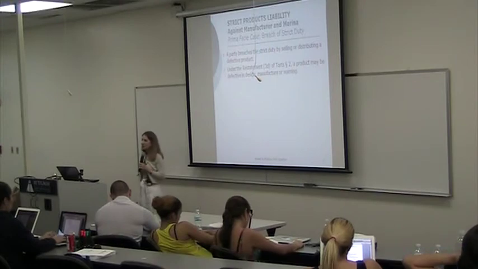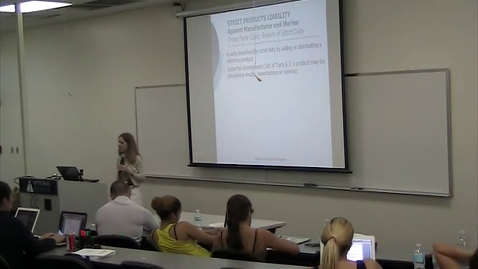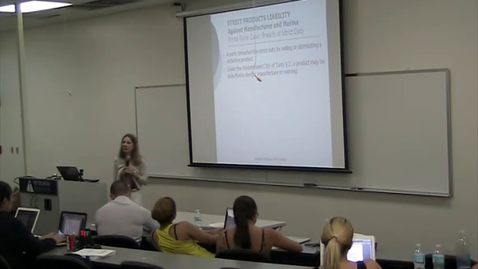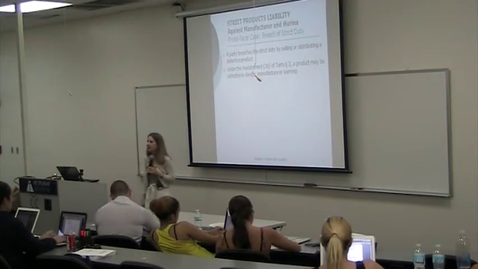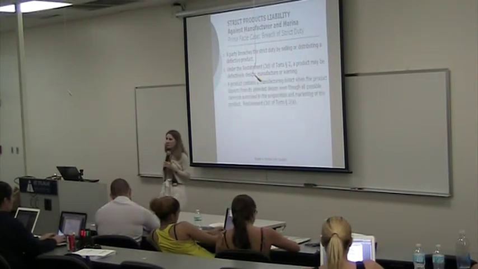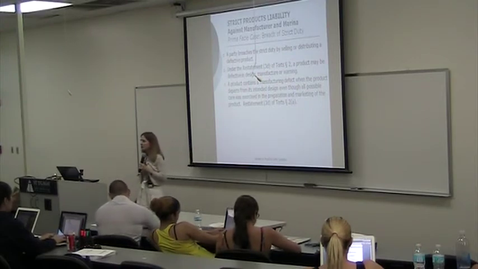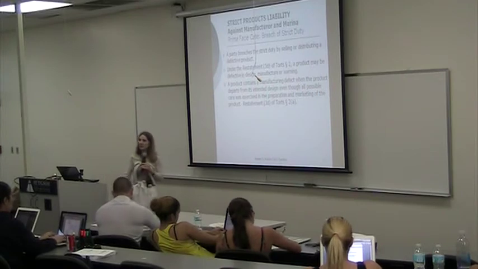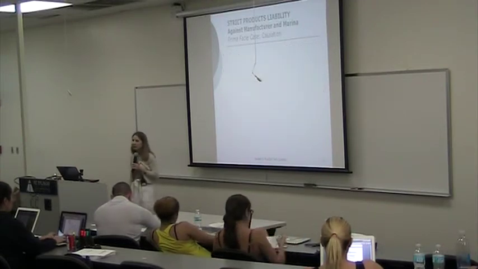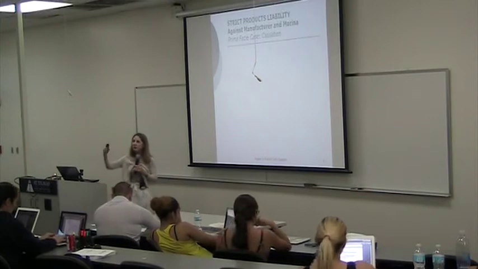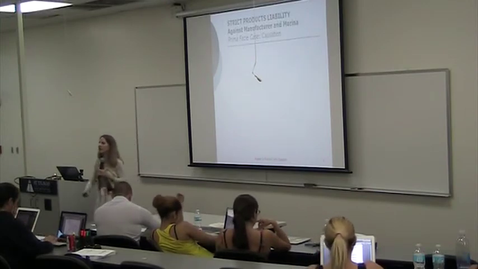And as I mentioned before, we have 3 kinds of defects: manufacturing, design, and warning. This case involves a manufacturing defect, which makes it easier because, again, the rules are much more difficult for design defect and warning defect. So I quickly show that we have a manufacturing defect. Strict duty, breach of the duty, causation.